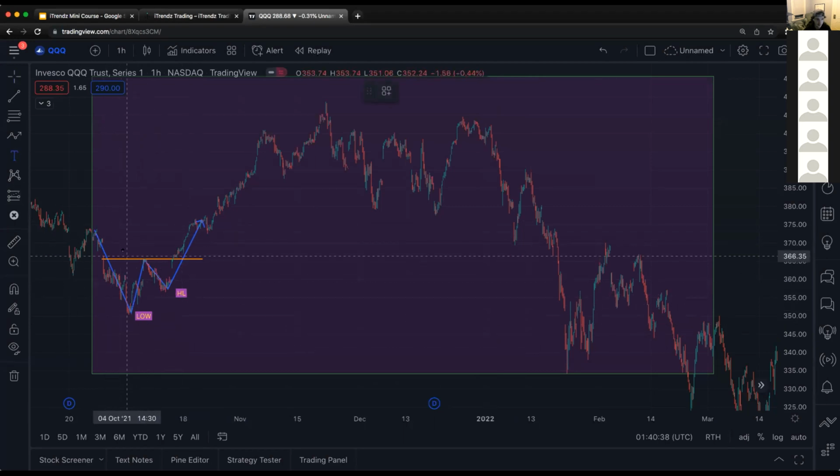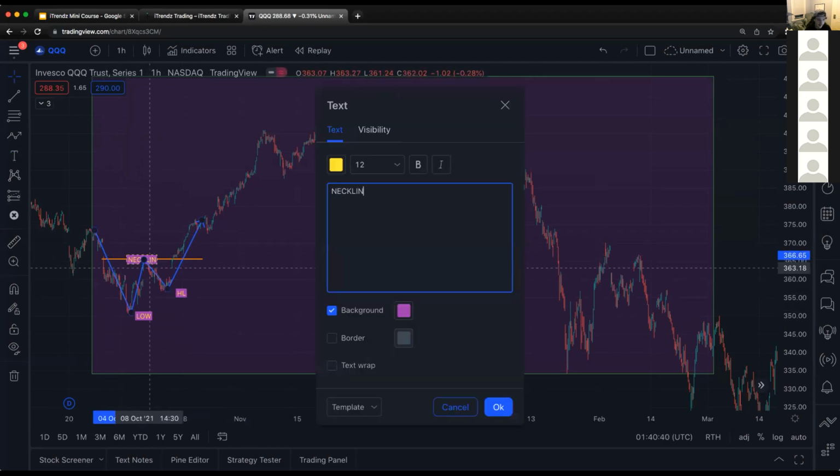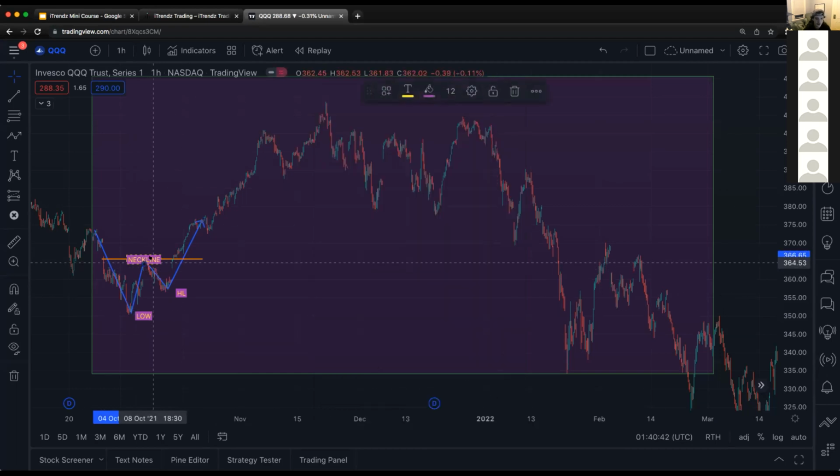Low, higher low, right? And we have our neckline right here. Neckline, you could call it resistance, but technically the actual term here is neckline. Let's make that a little bit smaller. All right, perfect. So you have first price declining.